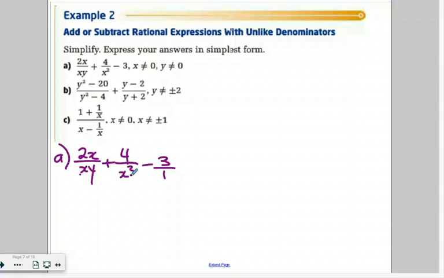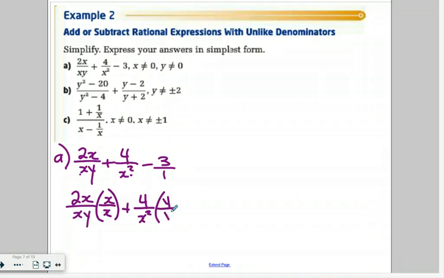Okay, so what I would do here, say, okay, I'm going to multiply this first fraction, 2x over xy. It needs another x, and then it's good, so I'm going to multiply it by x over x. This second fraction of 4 over x squared has the x squared, but it needs a y, so I'll multiply it by that clever form of 1, y over y. And the 3 over 1 here needs both the x squared and the y, so I'm going to multiply by x squared y over x squared y.